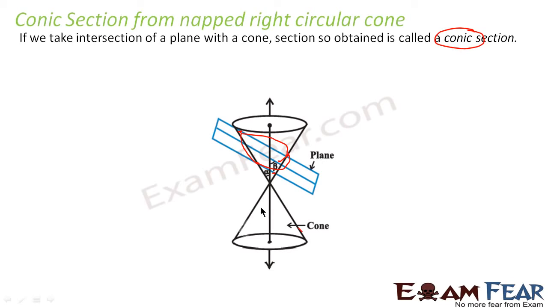Once again, you have a double nap circular cone, you cut the cone with the plane, what you get is conic sections, and depending on the angle with which you cut, you get various kinds of conic sections such as circle, parabola, hyperbola, ellipse. We'll study that, but now you should know that circle, parabola, hyperbola, etc. are all called conic sections because they are obtained using a double nap right circular cone and a plane.